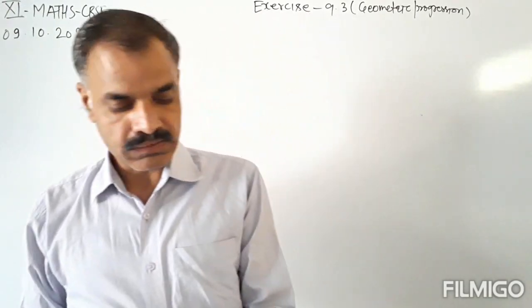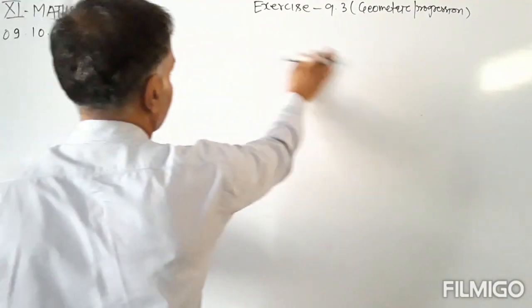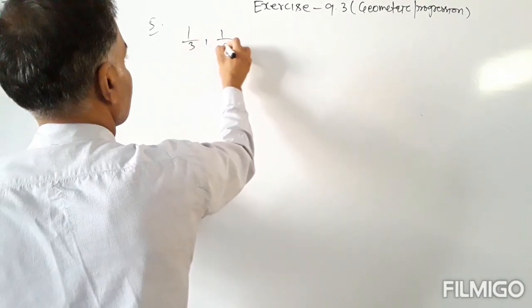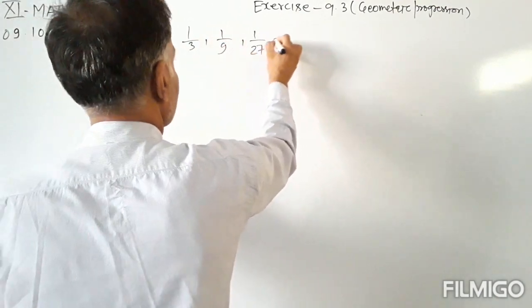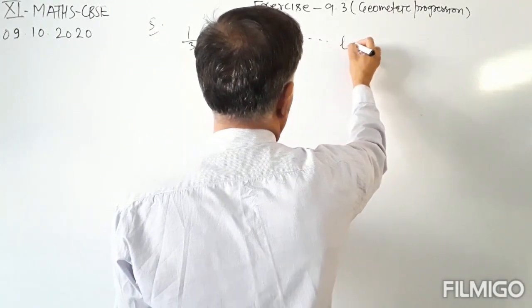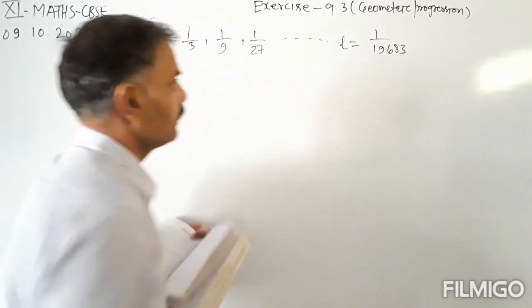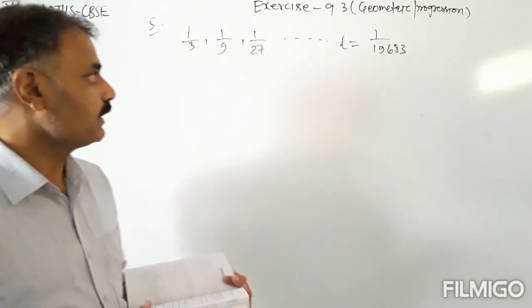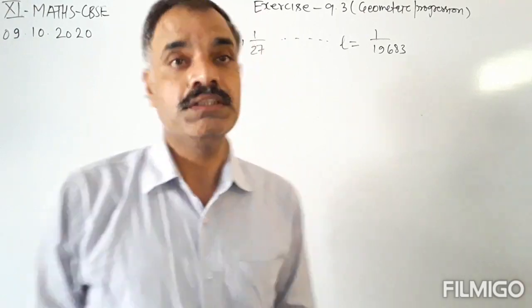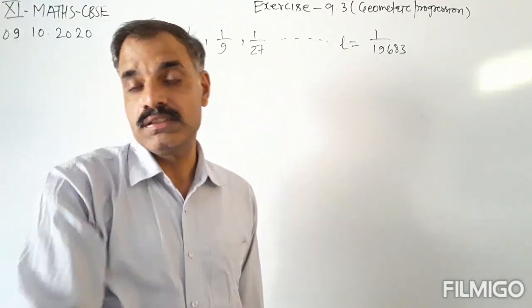Which term of the following sequence is this? The sequence that is given to us is 1 by 3, 1 by 9, 1 by 27, and the last term L is given as 1 upon 19683. We have to find the number of terms, which means which term of this sequence is the last term.